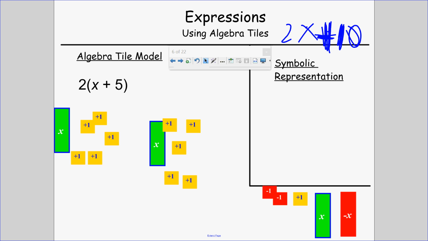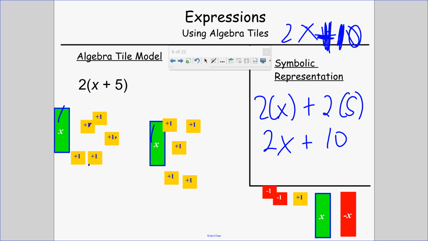So I see 2 groups of x's, plus 2 groups of 5, so 2x plus 10. Hey, I was correct. I wonder if there's a way to do this without using algebra tiles. We're going to keep practicing. Eventually, some of you will figure it out.